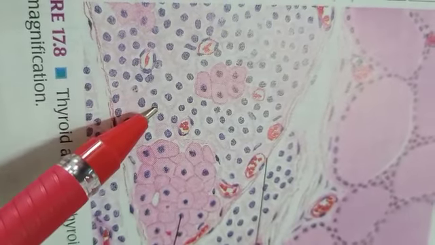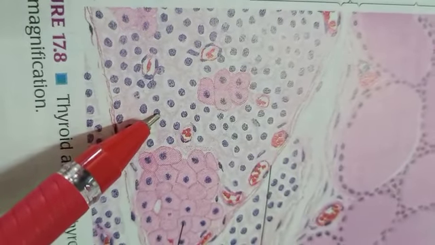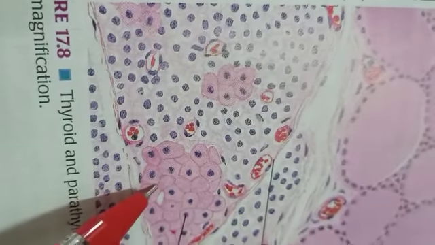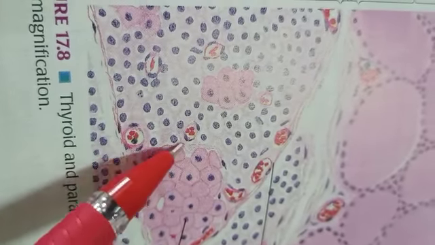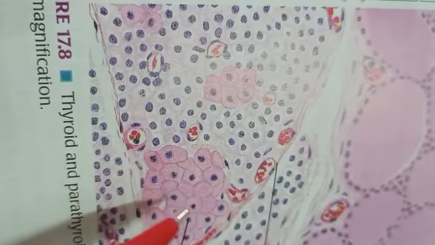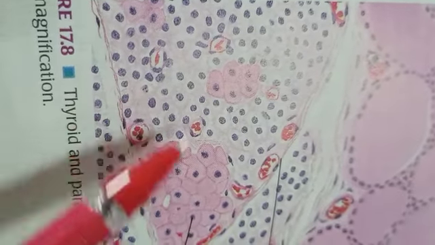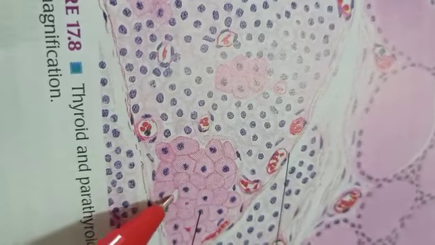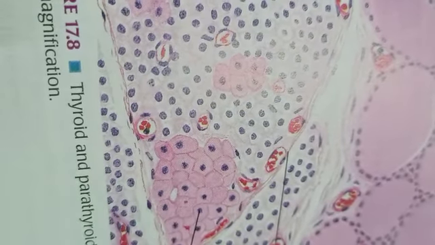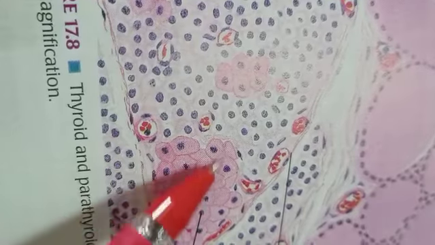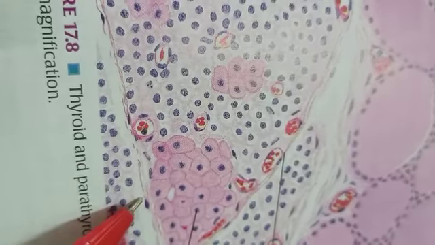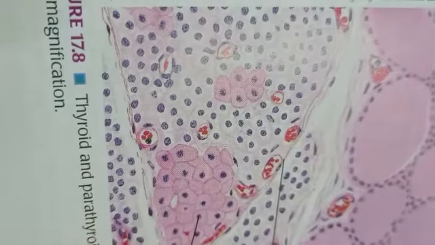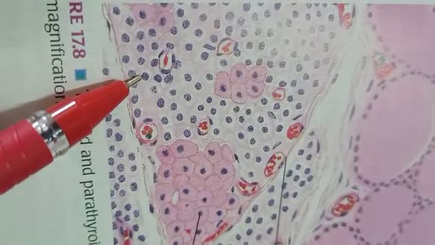The chief cells secrete the parathormone. The oxyphil cells are large cells. They can be seen as groups or as individual cells. They are highly stained chromophil cells, but the function is not known. The number of these cells increases with age. So this is the histology of the parathyroid gland.